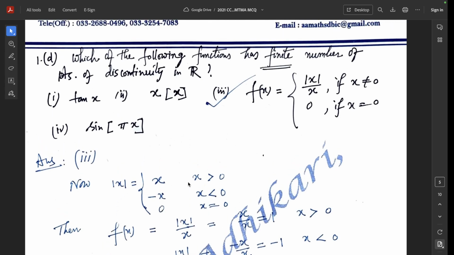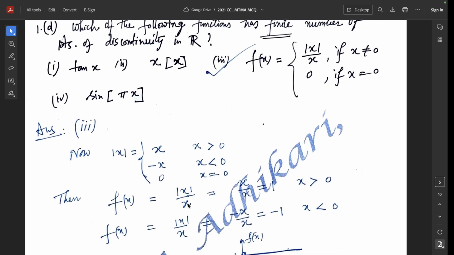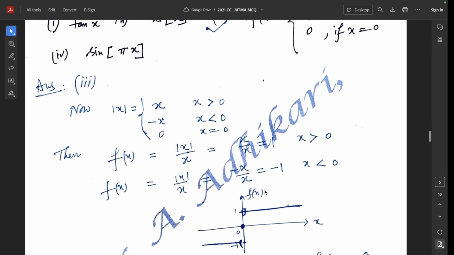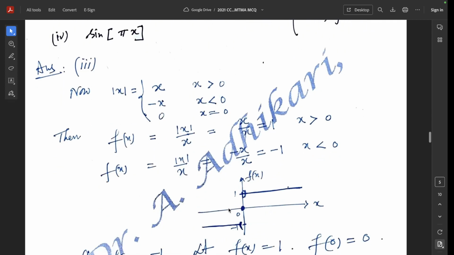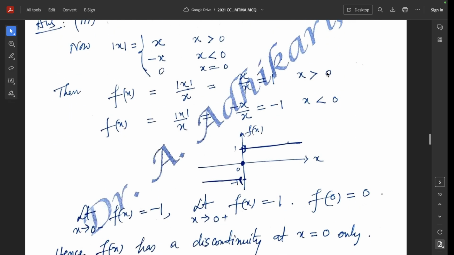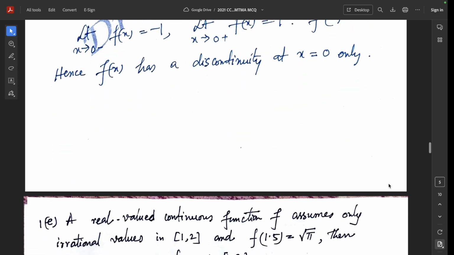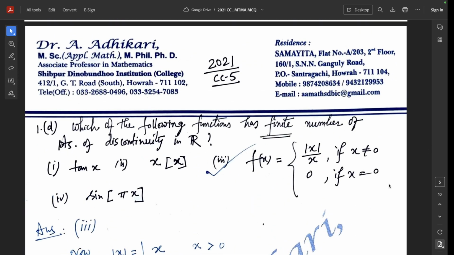So mod x equals x when x greater than 0, minus x when x less than 0, and 0 when x equal to 0. And f(x) equals mod x by x, which equals 1 when x greater than 0 and minus 1 when x less than 0. And when x equals 0, f(x) equals 0, as given here. So the left hand limit as x tends to 0 minus is minus 1, and the right hand limit is 1. So f(x) has a discontinuity at x equal to 0 only. So this is the finite number of points of discontinuity for this function.